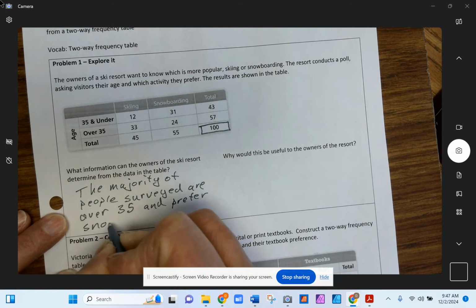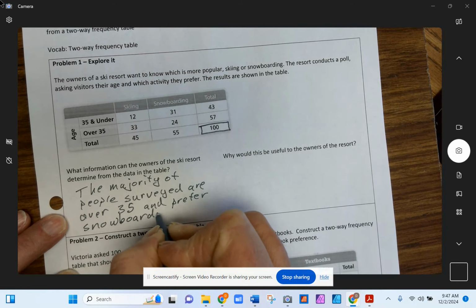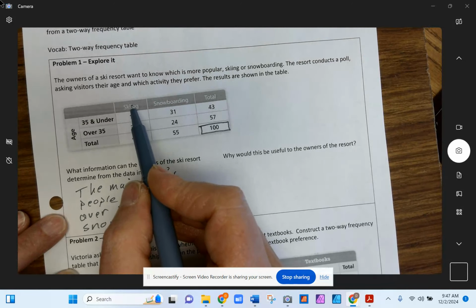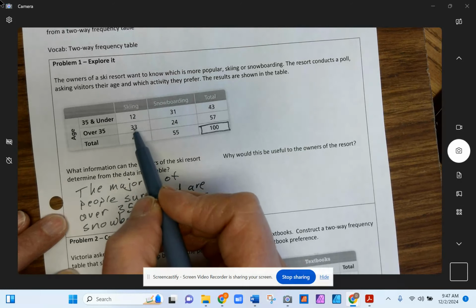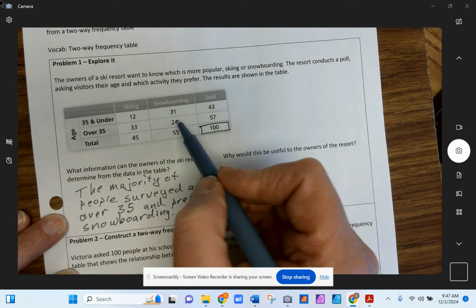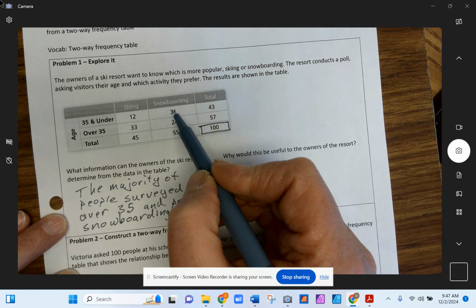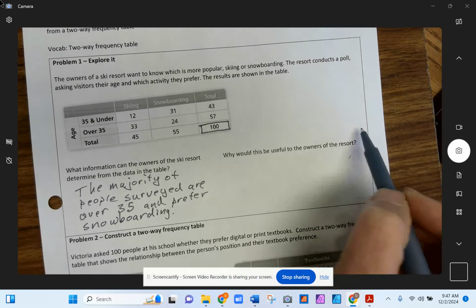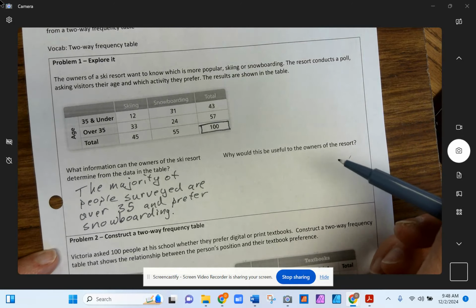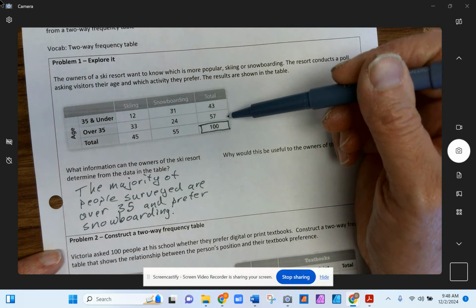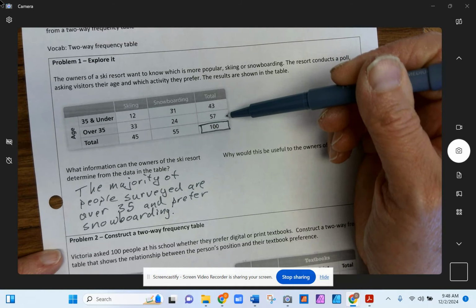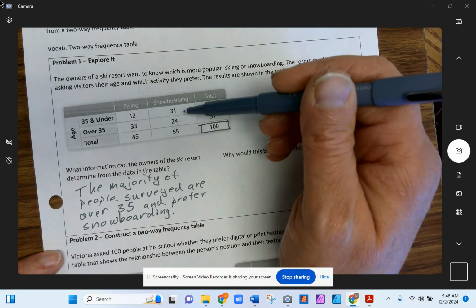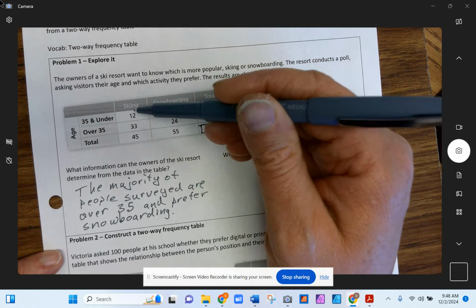We can actually get way more granular or more specific with the data if we say, well, for skiing over snowboarding, the over 35 people vastly prefer skiing to snowboarding, but then when you look at the 35 and under, more of them prefer snowboarding to skiing, right? So why would this be useful to the owners of the resort? Well, do they want to cater to younger people or older people? If they want to cater to older people, they're probably going to focus on skiing. But if they want to focus on younger people, they'll definitely focus on snowboarding because it's 31 to 12, right?